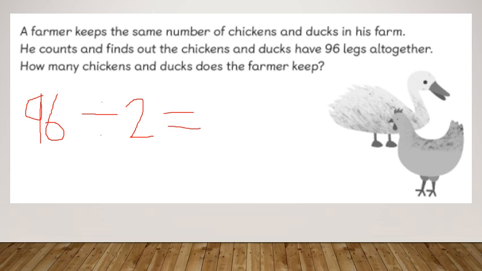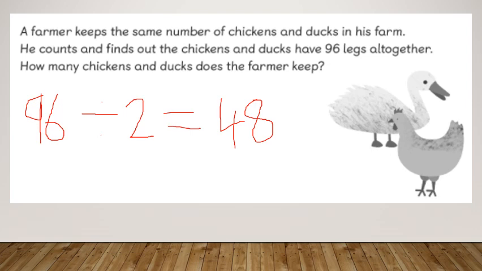Have you done it? So the answer that you should have had is going to be 48. Fantastic. Let's double check my answer then. So a farmer keeps the same number of chickens and ducks in his farm. He counts and finds out that chickens and ducks have 96 legs altogether. So that's both of them.